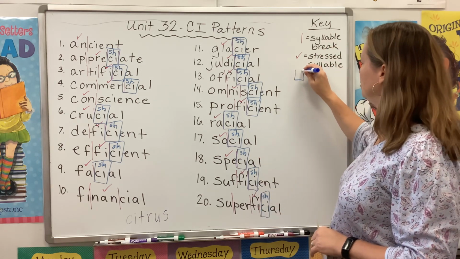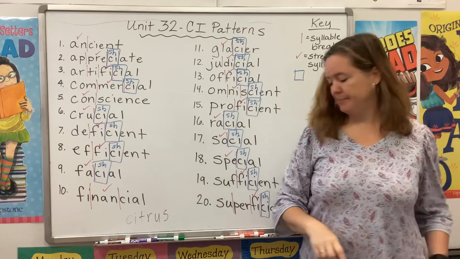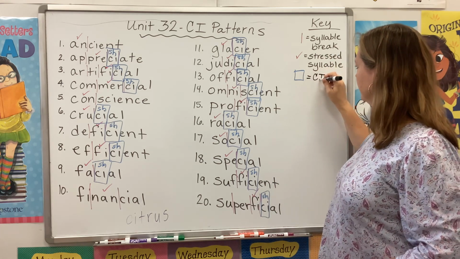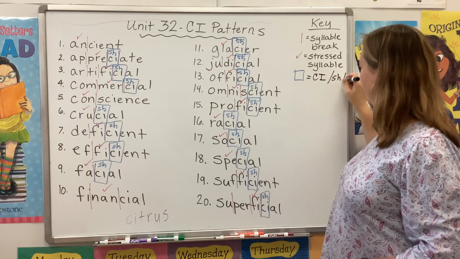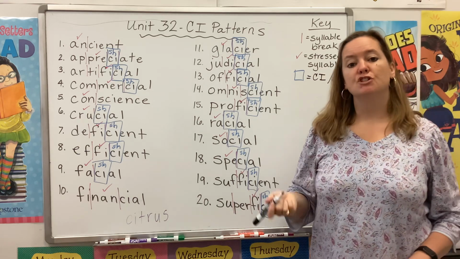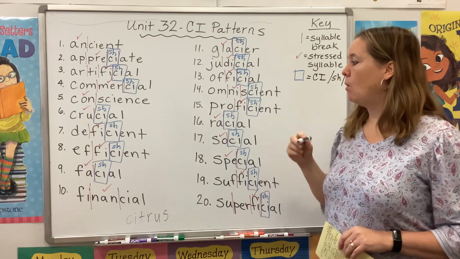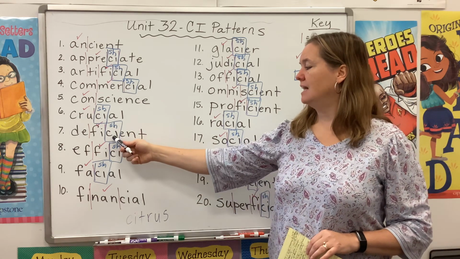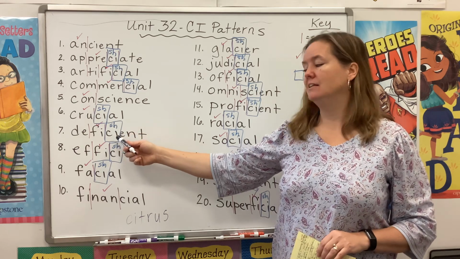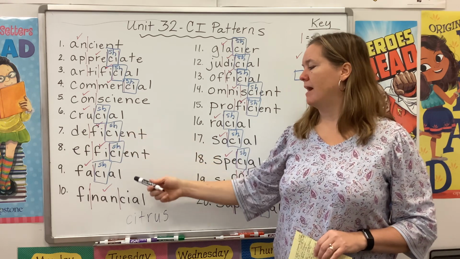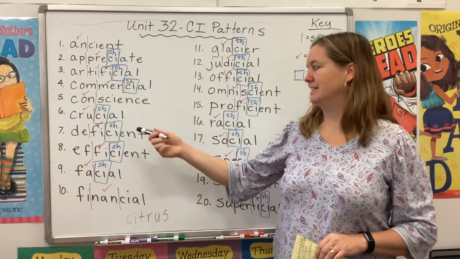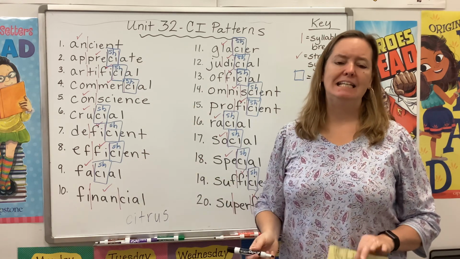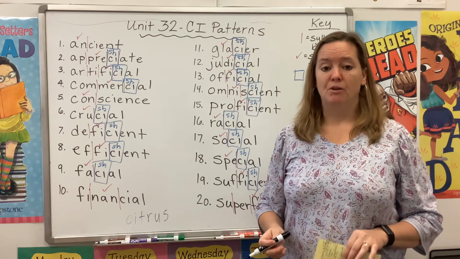All right, so lots of examples. So over here, blue box equals CI, but that CI is making a sh sound. We only hear that sh sound if the CI comes towards the end of a word and is followed by a suffix, whether that suffix is ENT or AL or ATE, all those suffixes we've been learning this year.